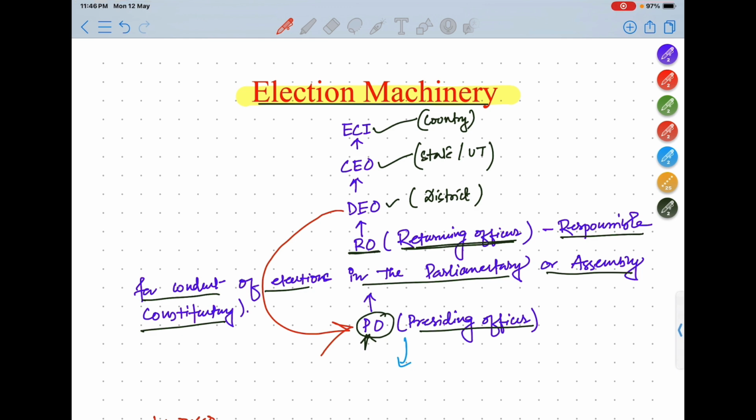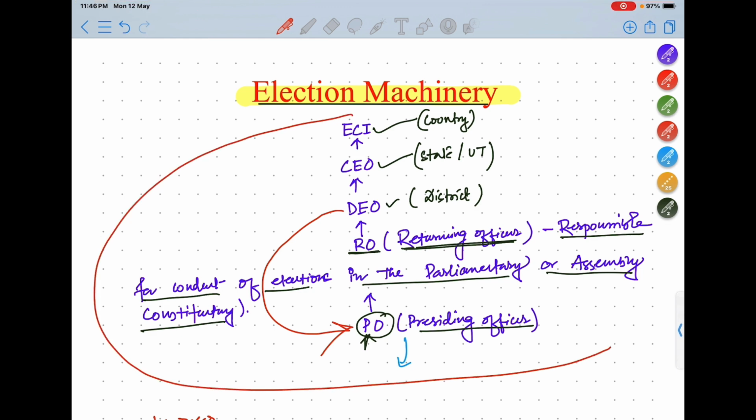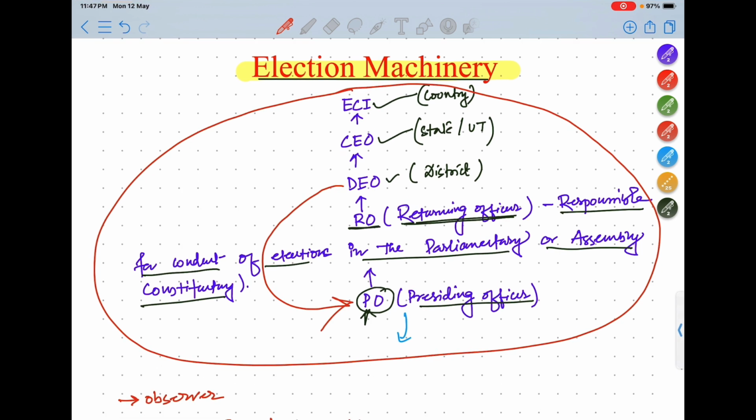So this was basically the total election process. These are the different offices involved in the election process, also known as election machinery. You should know the hierarchy. First is the Election Commission of India, then the Chief Electoral Officer, then the District Election Officer, then the Returning Officer, then the Presiding Officer.